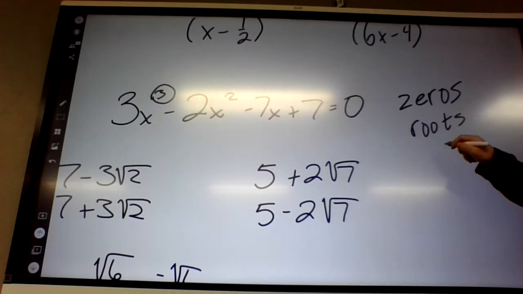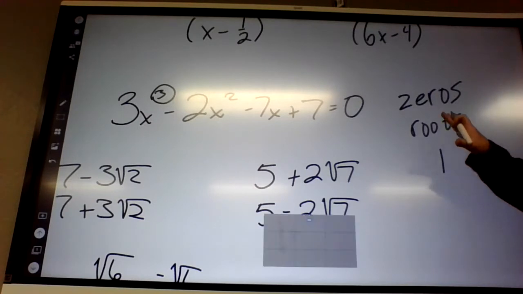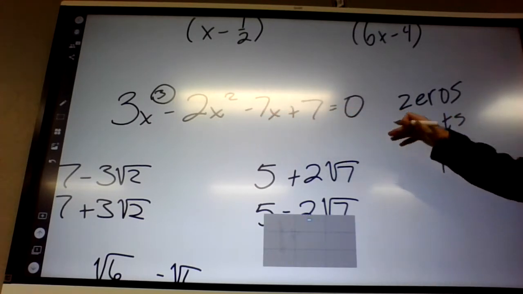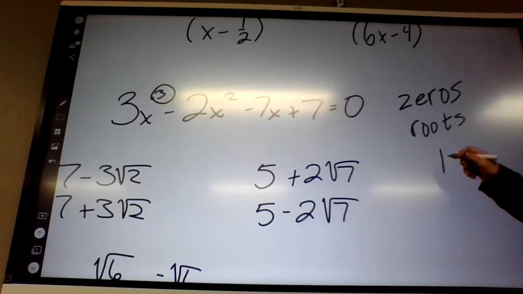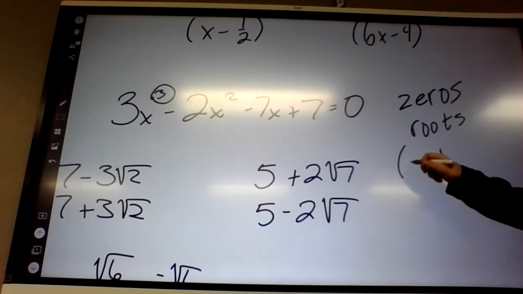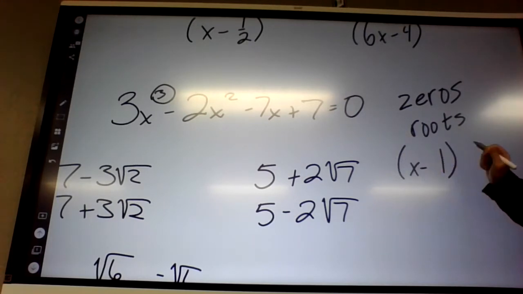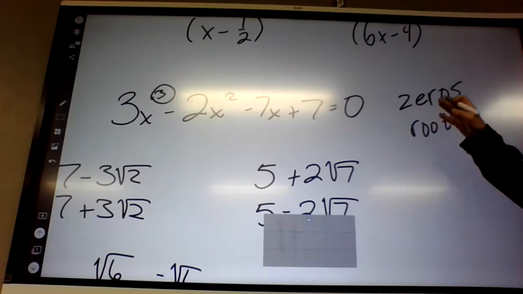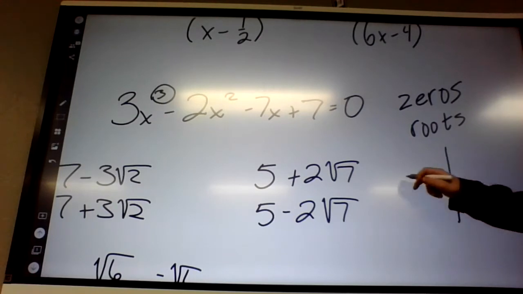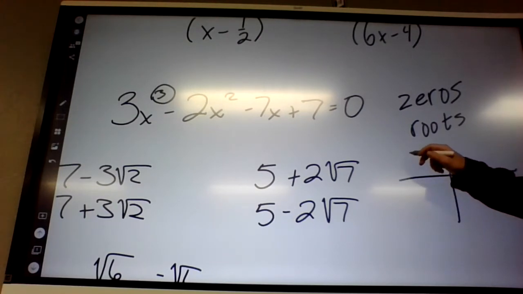If I knew that 1 was a 0 or a root of the function, that means it works in this equation. That means that x minus 1 is a factor. That's kind of what we talked about. Also, zeros and roots, when you graph it, they are the x-intercepts. It's where it hits the x-axis.